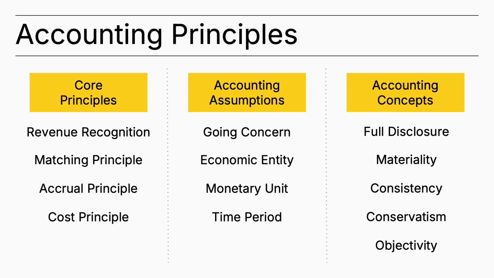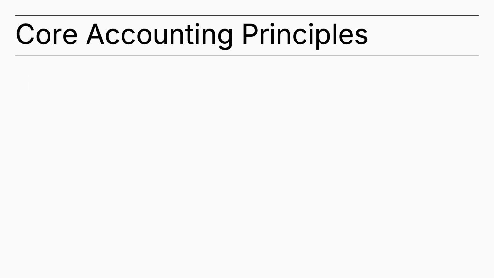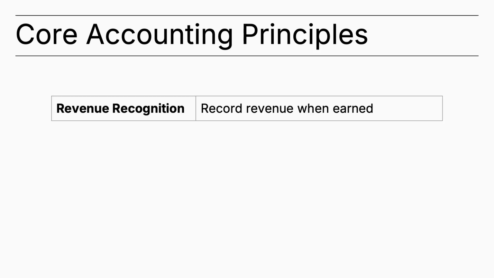To keep things simple, as seen on the screen, we'll group them into 3 sections: core principles, accounting assumptions, and accounting concepts. Let's start with core accounting principles. Revenue recognition decides when revenue should officially be recorded. In accounting, businesses don't simply record revenue when cash arrives. They record it when the work is completed or the product is delivered. In other words, record revenue when it's earned.